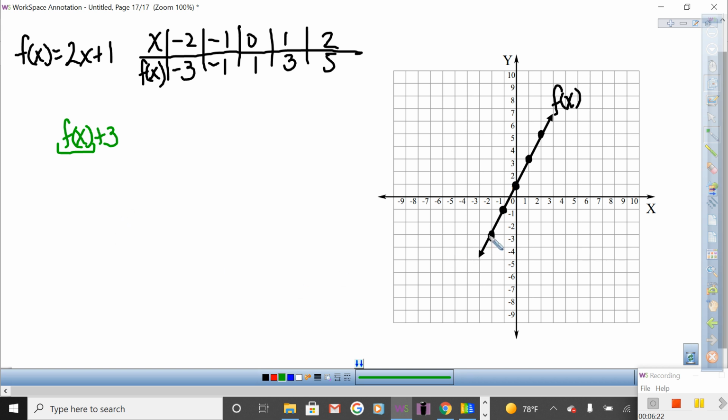So I'm going to start with this point down here, and I'm going to go up 3 steps. 1, 2, 3, and I'm going to plot my new points. This one, 1, 2, 3. This one, 1, 2, 3. And this one, 1, 2, 3. That is correct. And we're going to graph our new function in green.